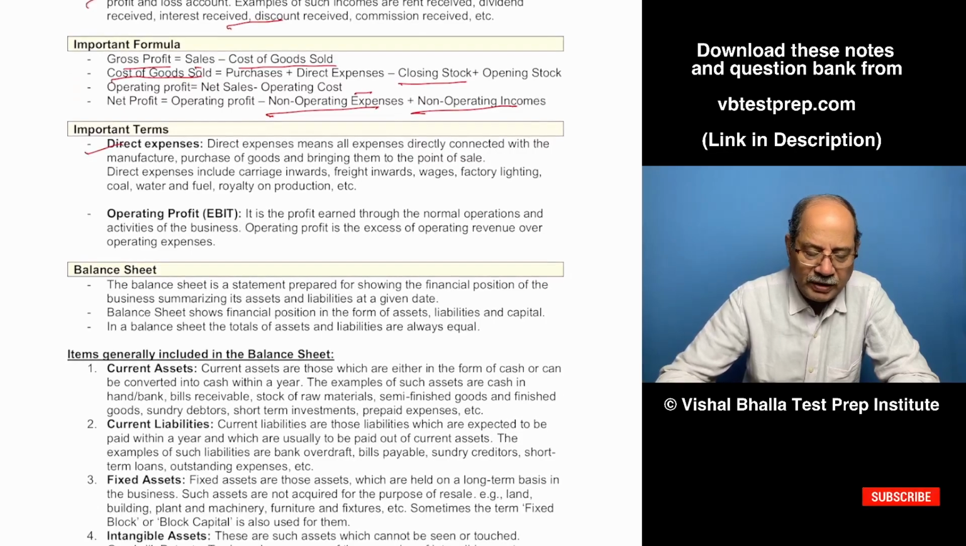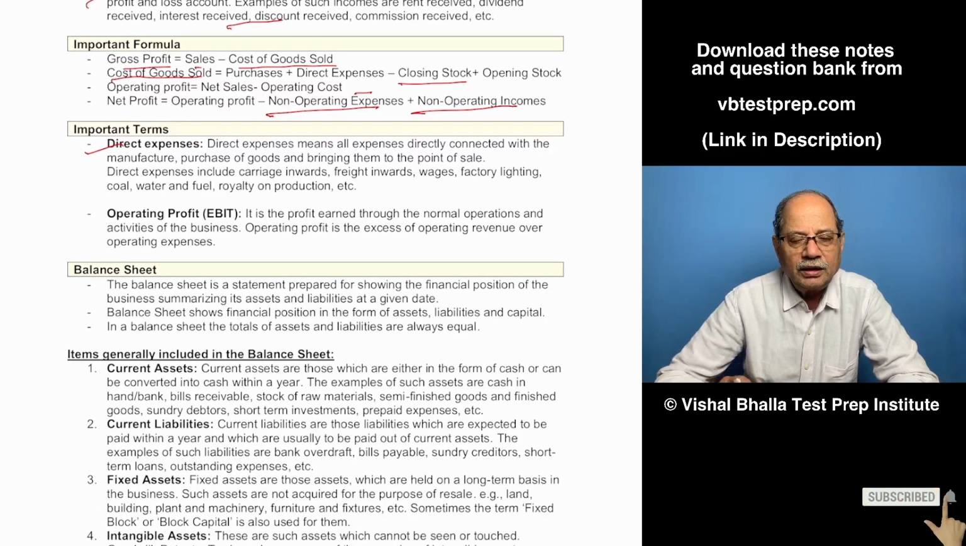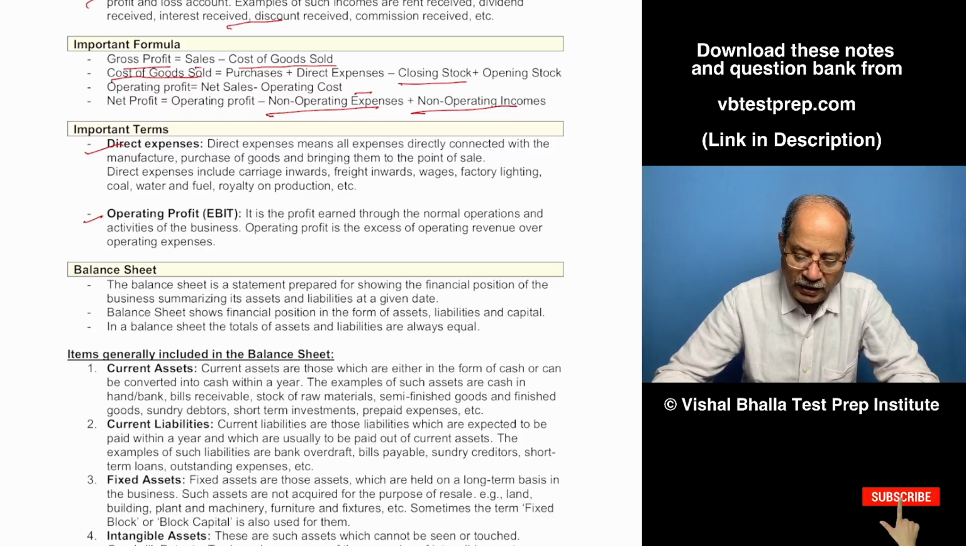Important terms: direct expenses, I have told you, are those directly associated with manufacturing. Operating profit is the earning before interest and tax. This is a term used in the corporate sector. Any profit before interest and tax means the value of profit out of which neither interest nor tax is deducted, which is the value of earning before interest and tax.